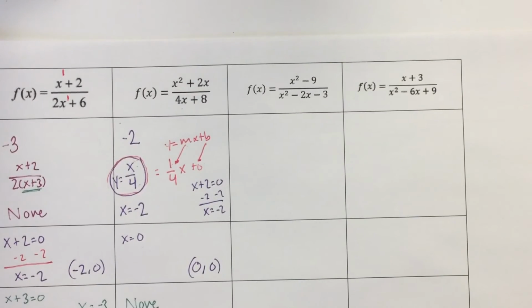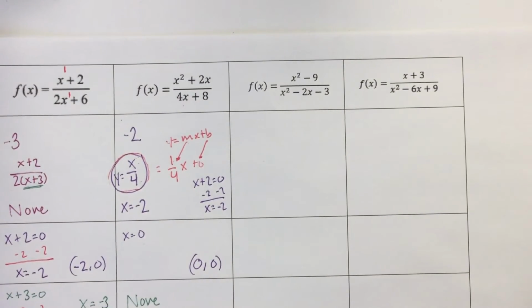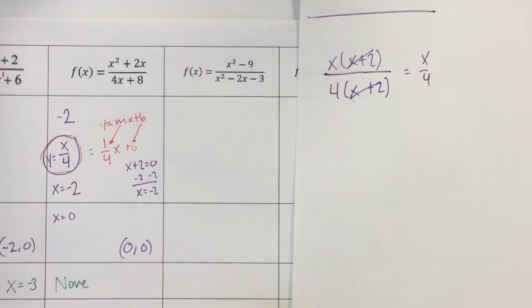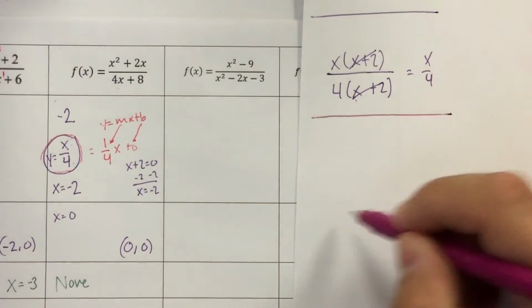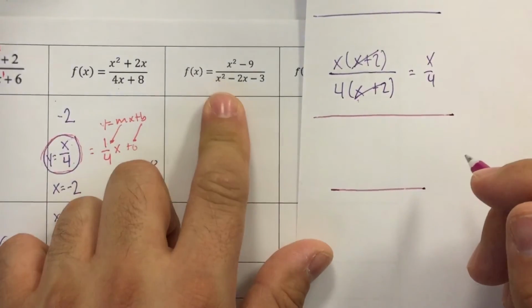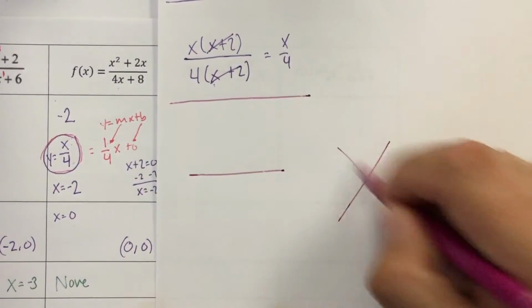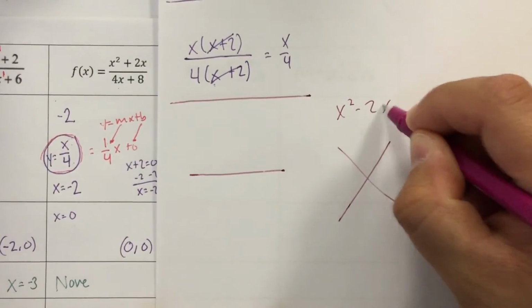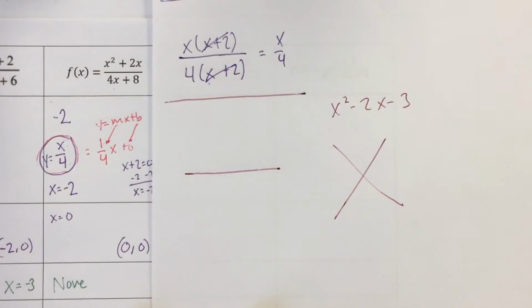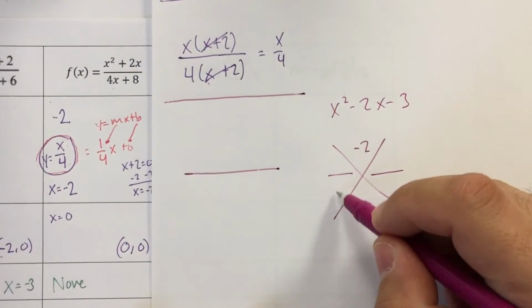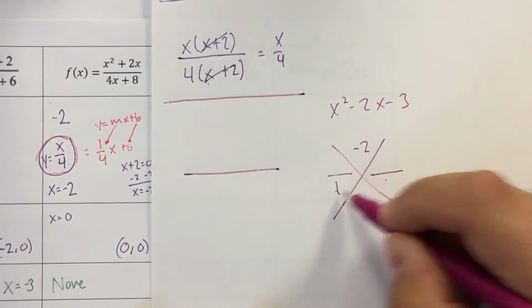We've got two more examples. Let's see what we can do here. For the next problem, I'm going to factor the denominator: x squared minus 2x minus 3. I'm going to do the x method. So x squared minus 2x minus 3. What goes at the top of the x? What goes on the bottom?